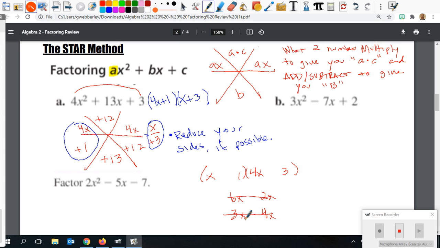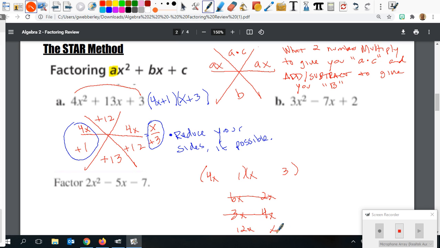Well, there's only one last thing I could change, and that would be where I put the 4x and the x. I could switch those, which I know is going to be the right answer since I already did the star method up there. But I could do this now. I could say 4x and x here. Now I get my 12x, and now I get my 1x, and that's 13x.